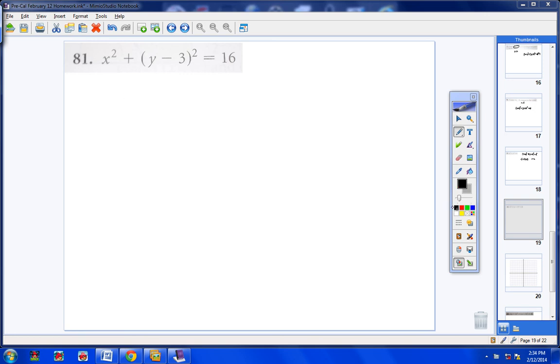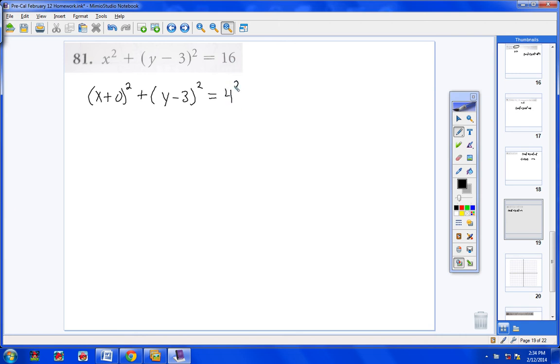Number 81. First of all, x squared can be rewritten as (x plus 0) squared, plus (y minus 3) squared, equals, and then how could I rewrite 16 with the power of 2? Well, 16 is a perfect square, so it shouldn't be that hard. 16 is the same thing as 4 squared.